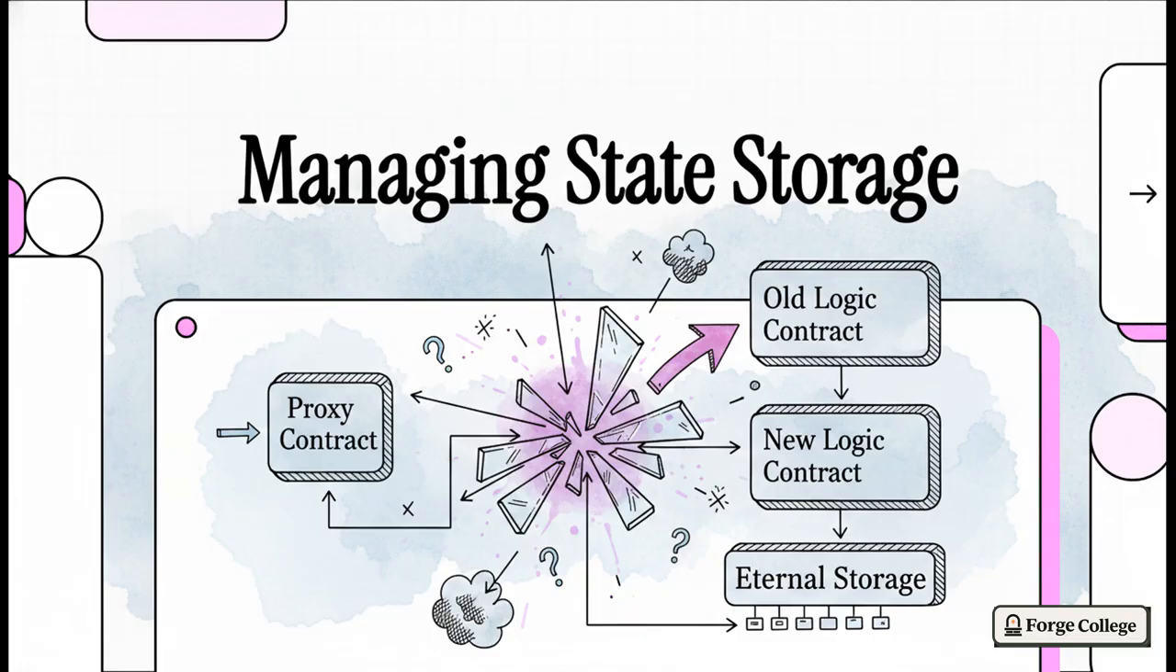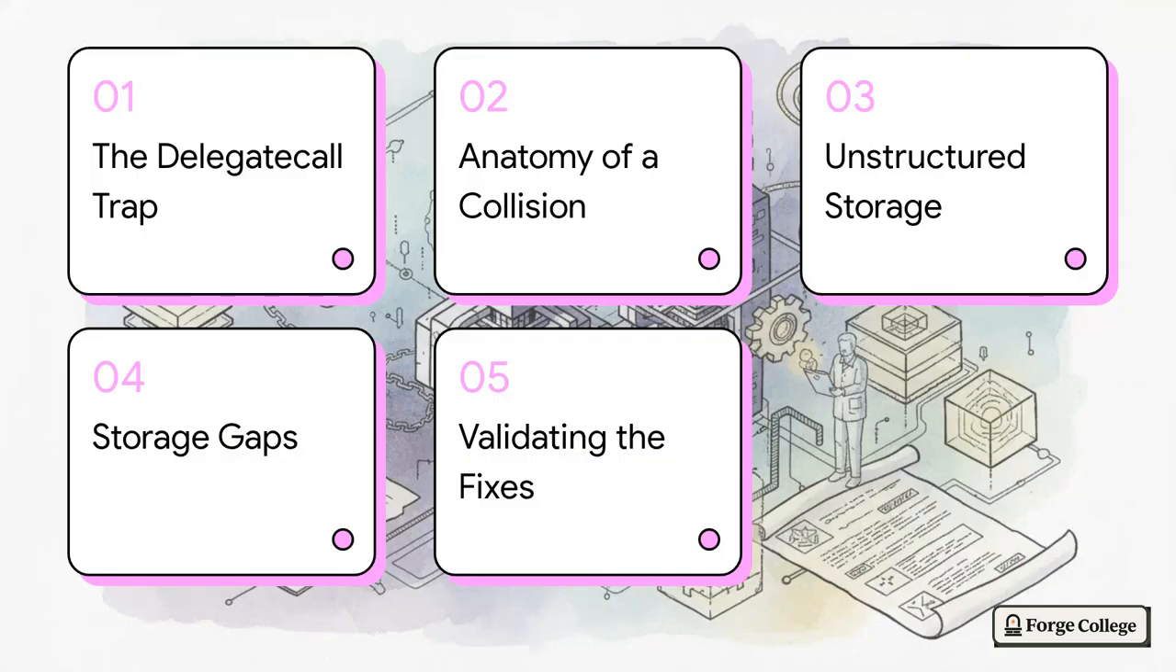If you've ever wondered why smart contract upgrades can sometimes blow up spectacularly, even when your code looks absolutely flawless, you're in the right place. All right, here's our game plan for today. We're looking at the delegatecall storage trap, the anatomy of a collision, our first fix using unstructured storage, our second fix with storage gaps, and finally, how to go about validating the fixes.